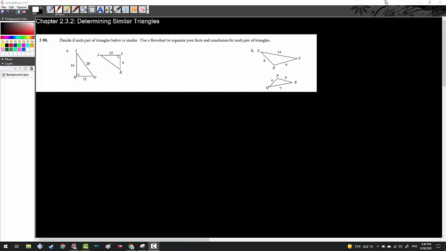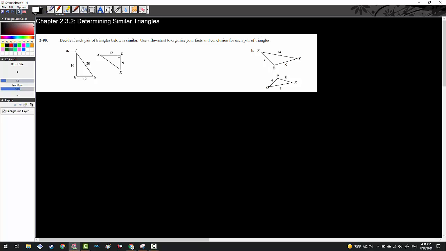In today's episode, we will be discussing Chapter 2.3.2, which is determining similar triangles. Similar to how we do triangle congruency, triangle similarity is going to be the same. We're going to use a flowchart to prove similarity. The reasons for each piece are going to be a little bit different, but that's okay.